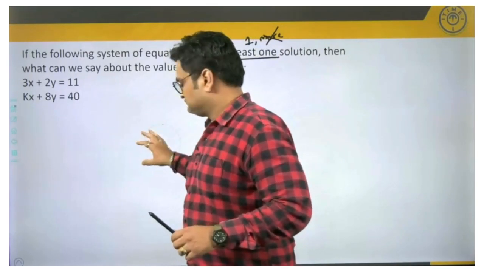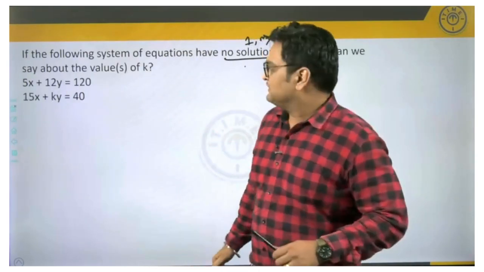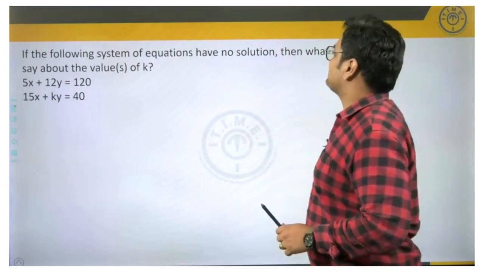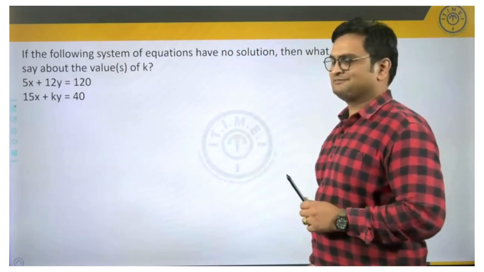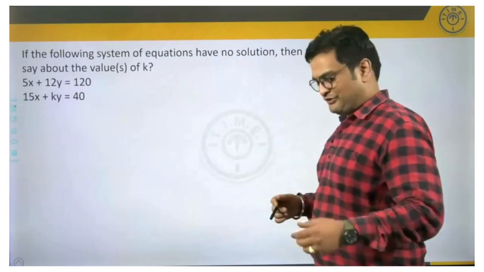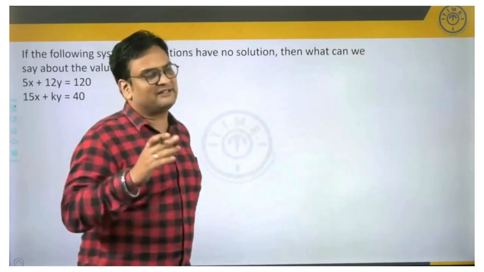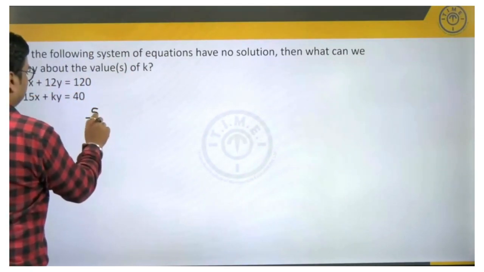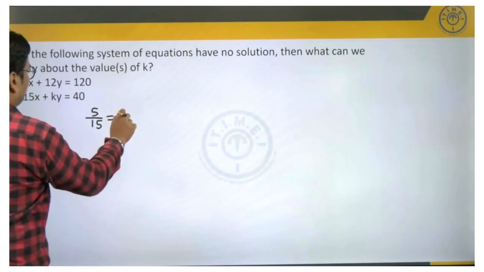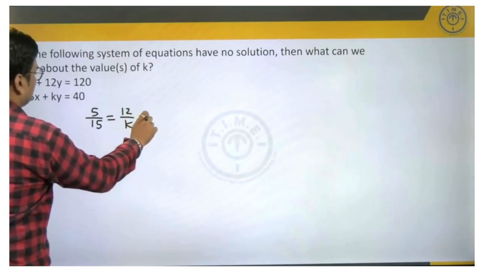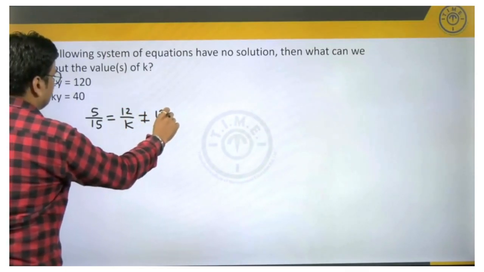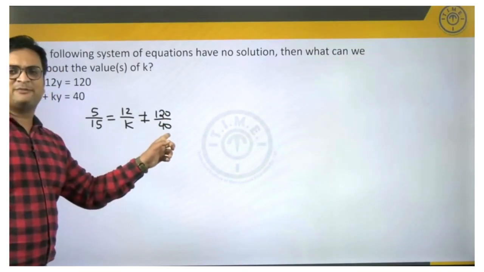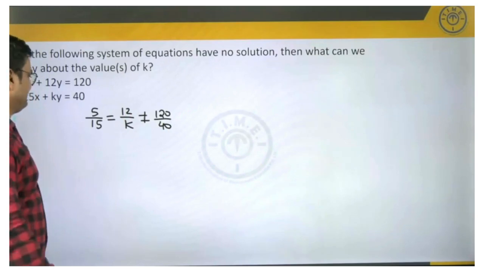Now one more. It says if the following system of equations has no solution at all. So when I say no solution, zero solution, what's the condition for zero? There's a very straightforward condition for that. It's A1 by A2 equal to B1 by B2 should not be C1 by C2, which is clearly true. A1 by A2 is 1 by 3, C1 by C2 is 3. They are not equal, of course.